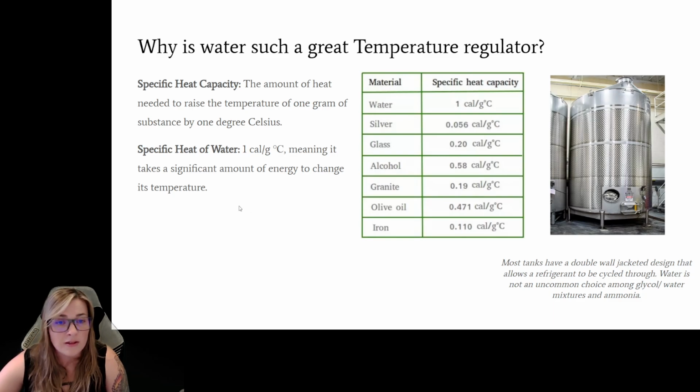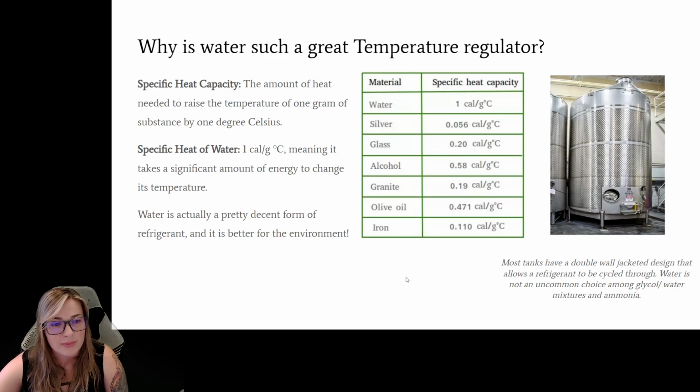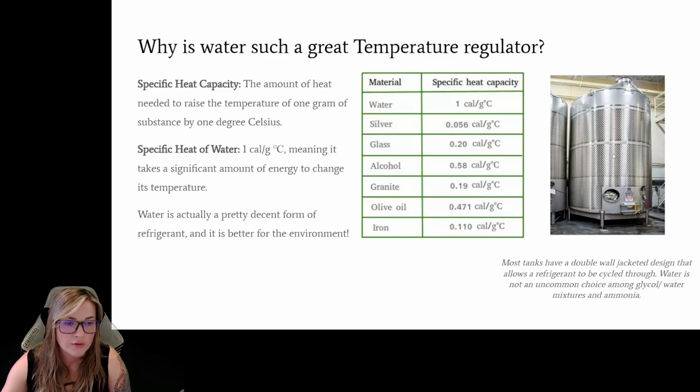So it takes a lot of energy to change its temperature, which means that water is actually a pretty decent form of refrigerant, and it is actually better for the environment, of course, right? So most tanks at a winery need to be refrigerated at a certain point. They have this dimple double jacketed system. The dimples help increase the surface area on the tank. And typically we run some kind of refrigerant through this to chill the tank or heat the tank in certain situations. And most wineries that I've worked at locally have just used water.